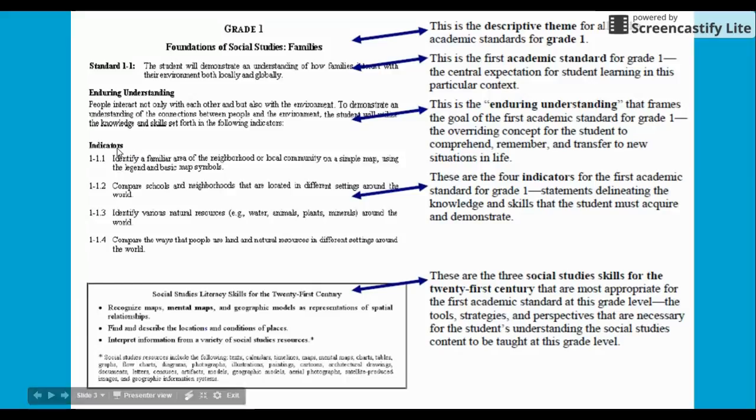The indicators then follow the enduring understanding, and as you can see, each standard has several indicators, and again, these give more specifics on what the students need to know in order to master the standard. And then there's a box at the bottom that shows the social studies literacy skills and 21st century skills.